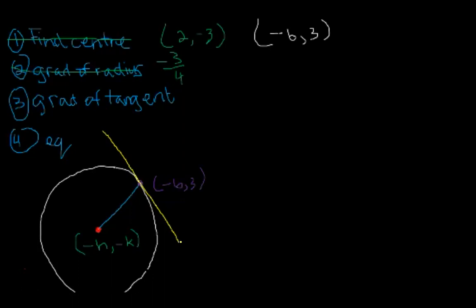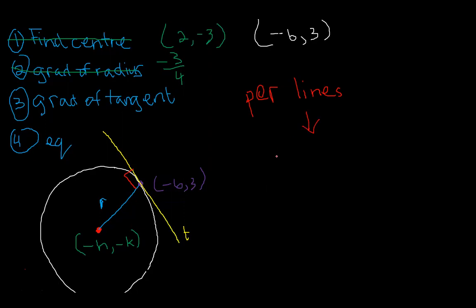We know that the tangent, which is the yellow line, so T, is perpendicular to the radius. Radius is R, the blue line. Because they're perpendicular, that means that they meet each other at right angles. And we know when we were learning straight line geometry, we know that perpendicular lines, so let me just write perpendicular lines. You need to remember this. Their gradients, the product of the gradients is -1.